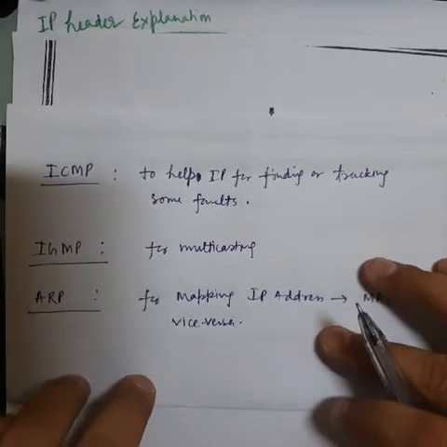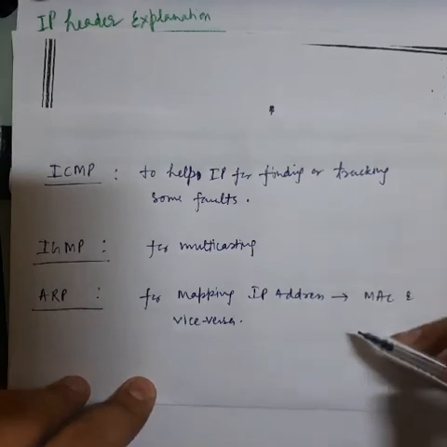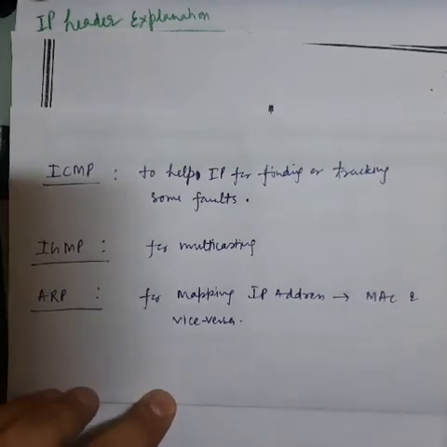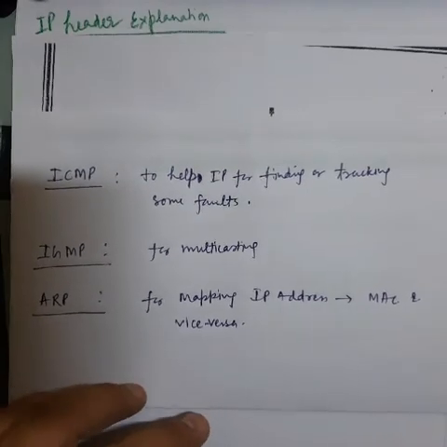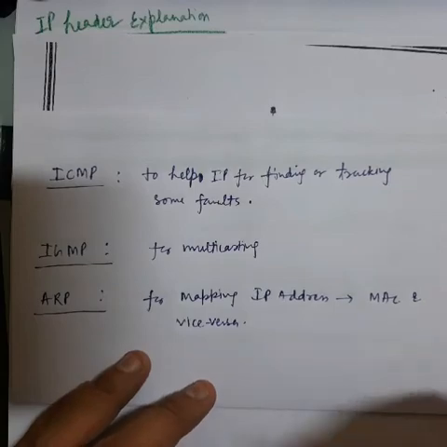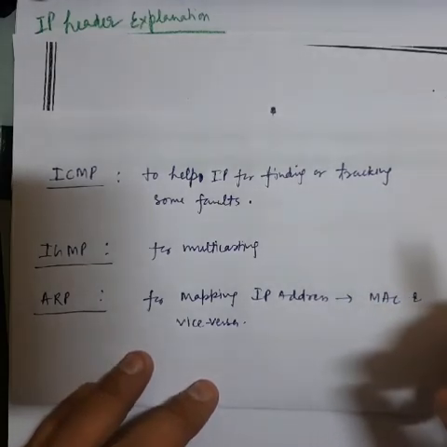Now the next one is ARP. It is used for mapping IP addresses to MAC and vice versa. That means from MAC to the IP address itself. Basically, ARP is a procedure for mapping a dynamic IP address to a permanent MAC address in a LAN.